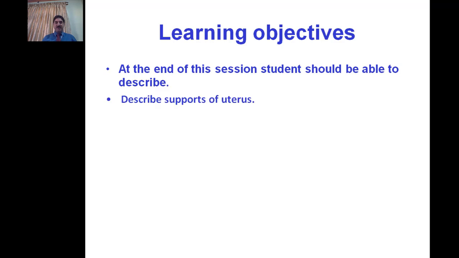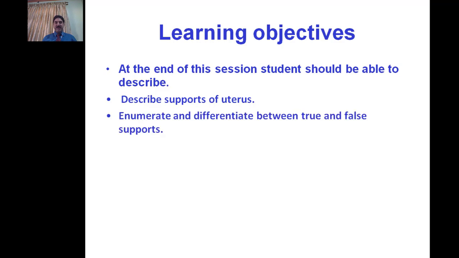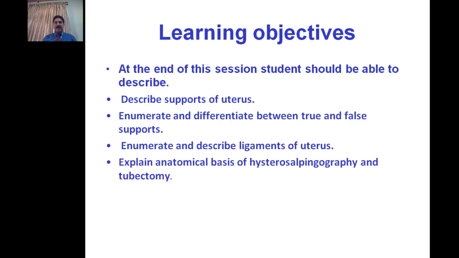They should be able to enumerate and describe various ligaments of the uterus. They should also be able to explain the anatomical basis of hysterosalpingography and tubectomy, and explain the anatomical basis of uterine prolapse. MCQs given at the end of the session will cover the dissection part of the uterus.